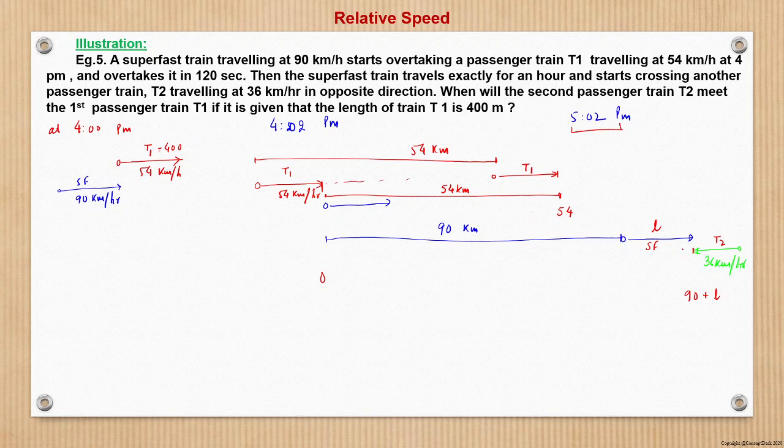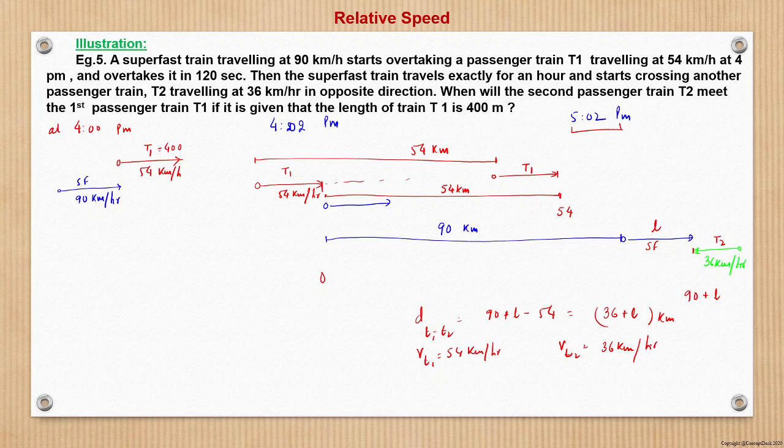So the distance between T1 and T2 is nothing but 90 plus n minus 54. So that becomes 36 plus n kilometer distance between the two. And the speeds we know: Vt1 is 54 kilometer per hour and Vt2 is 36 kilometer per hour. So at this 5:02, they are at a distance of 36 plus n kilometer with the respective speeds of 54 and 36 kilometer per hour.